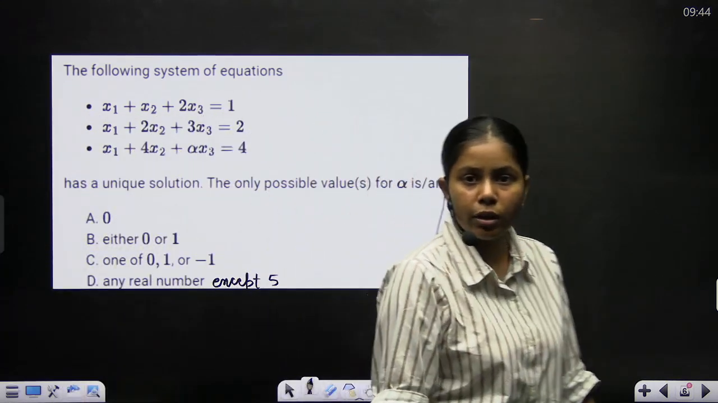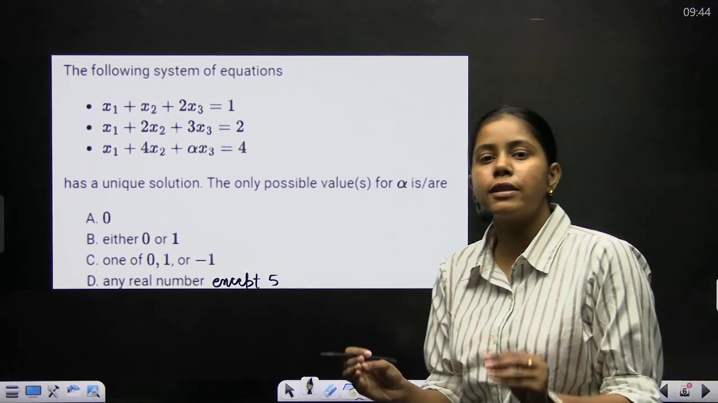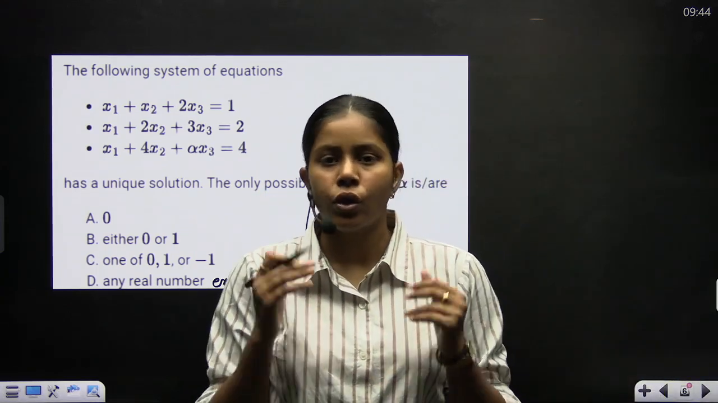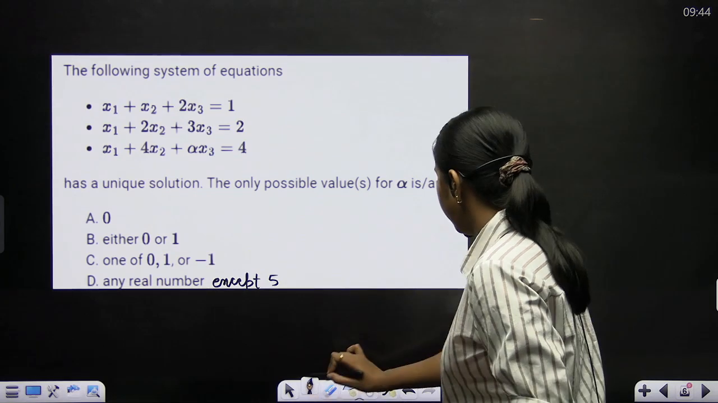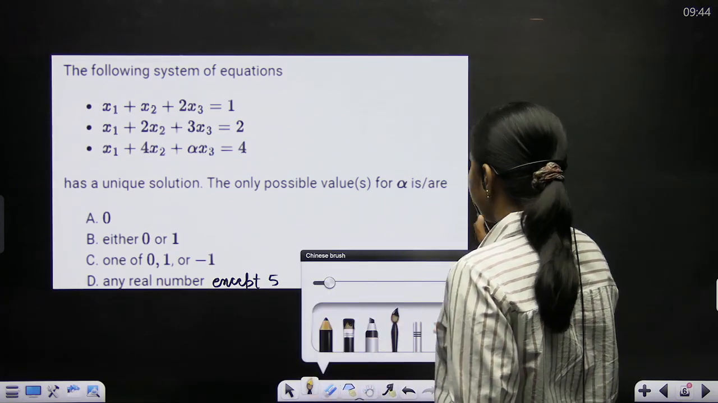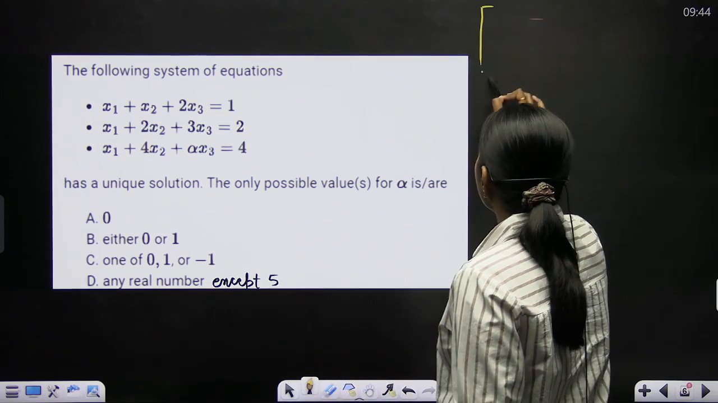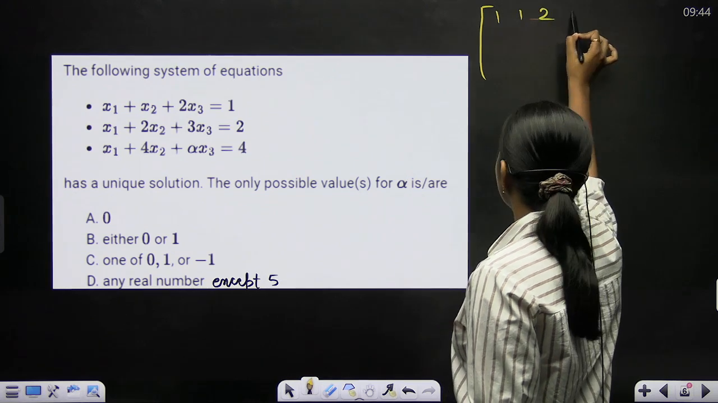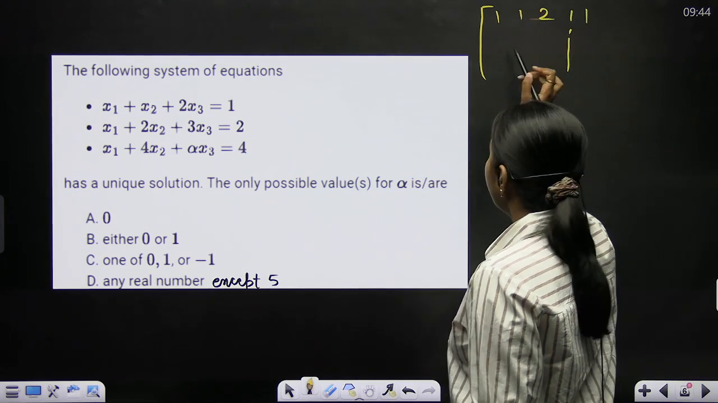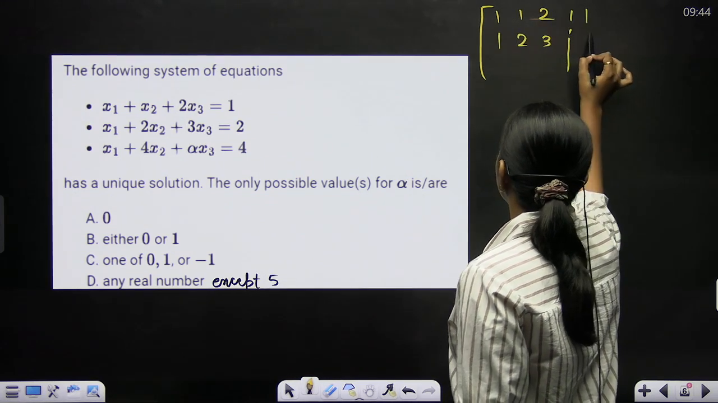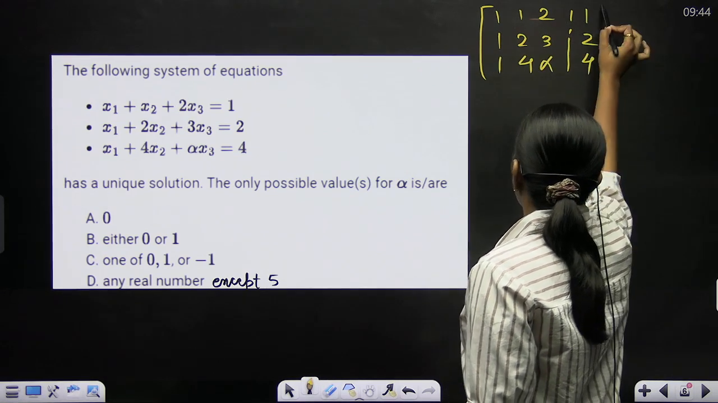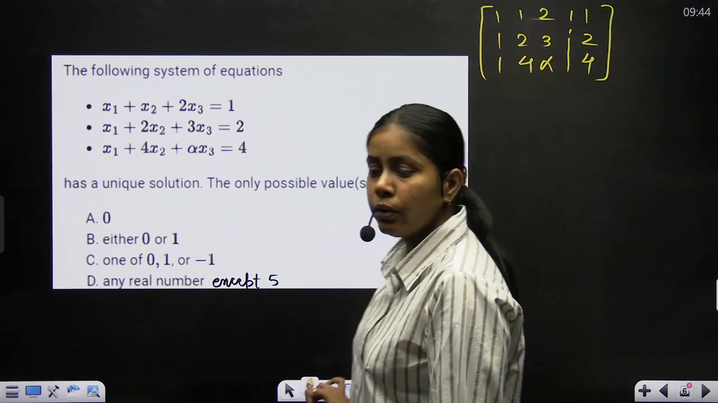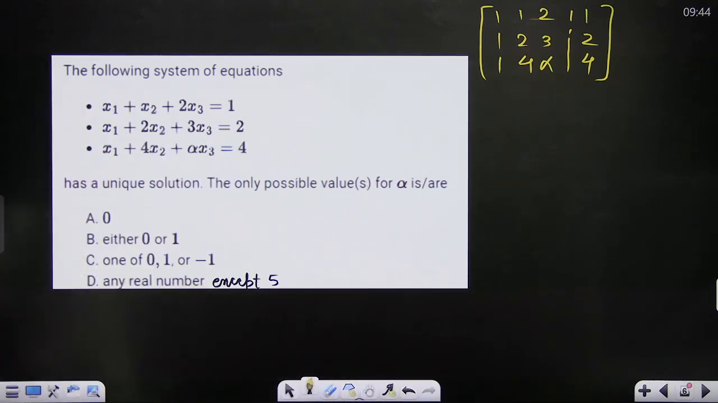You would write down the matrix, because we know that to solve a system of linear equations I have to row reduce. So I'll do the same thing here as well. I'll start by writing the matrix: 1, 1, 2, 3. This would be 2, and 1, 4, alpha. This would be 4. And guys, everyone just pause the video and try to solve it by yourself.